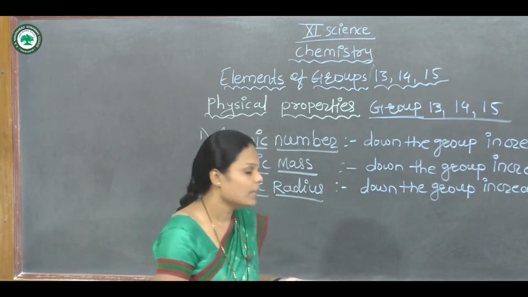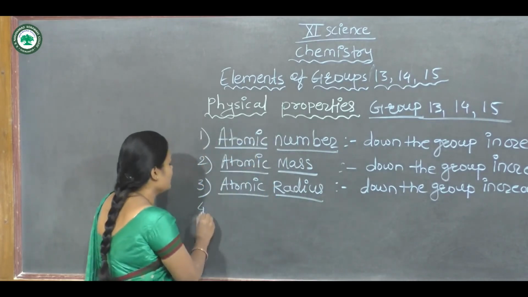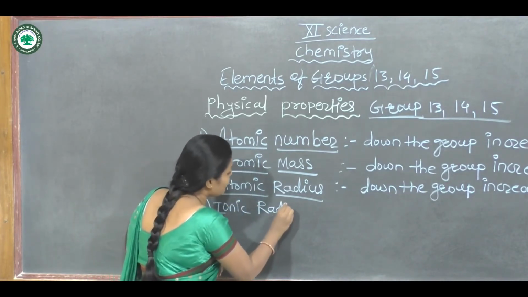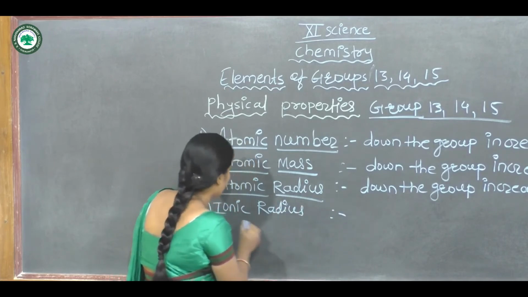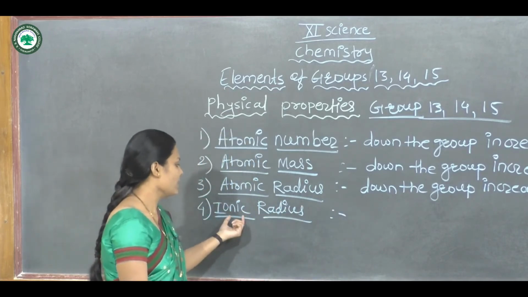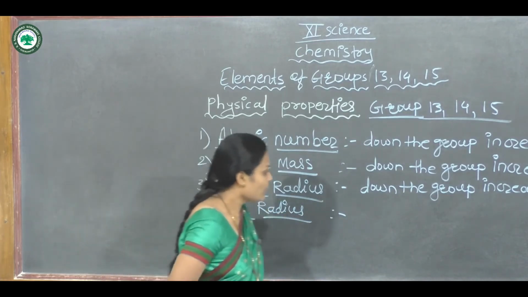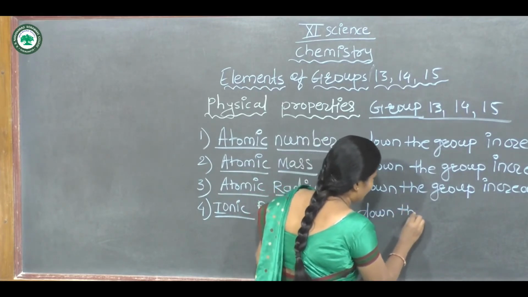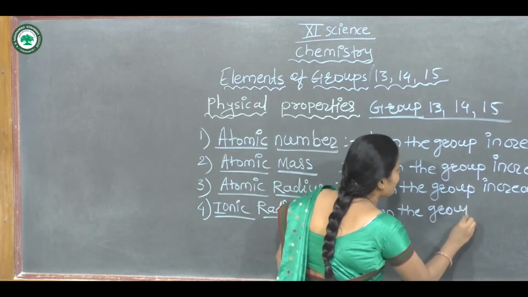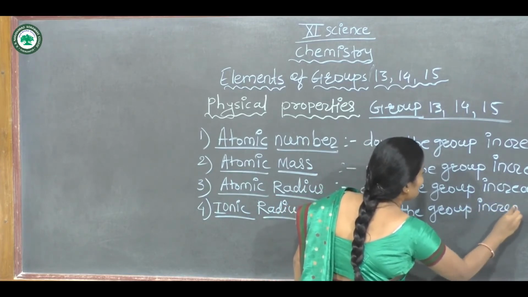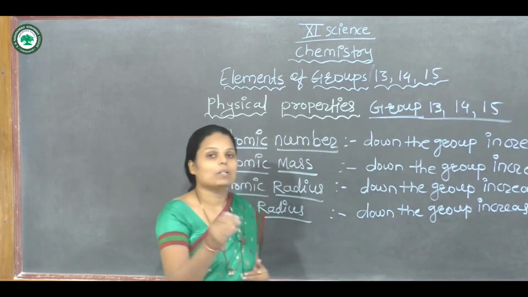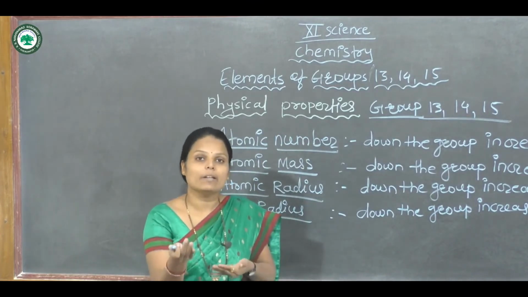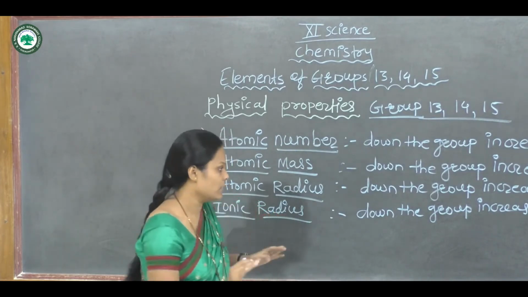Now the next property is the ionic radius. Here is the fourth property, the ionic radius. Ionic radius is ionic size, meaning the size of an ion. Down the group, ionic radius increases. In all groups, ionic radius increases because the gap of orbital size increases and its radius also increases, meaning the size of the atom increases.